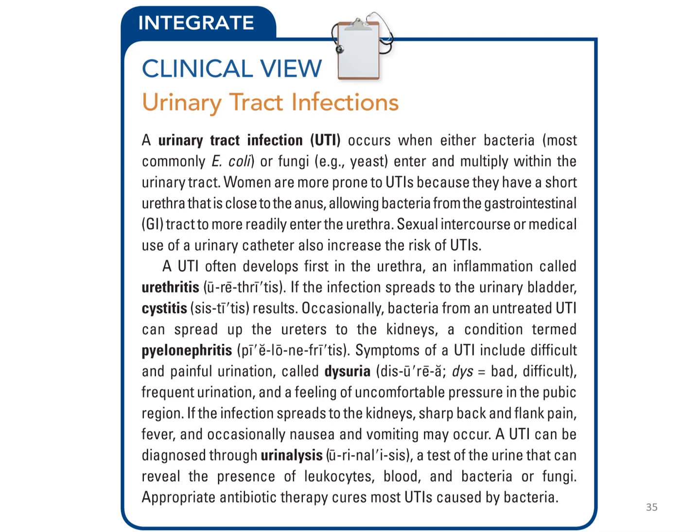Okay, so a UTI often develops first in the urethra. If you have inflammation there, it's called urethritis. And then if it keeps moving up the tract and spreads into the bladder, it's called cystitis. Occasionally an untreated urinary tract infection can make its way all the way up to the kidney, which is called pyelonephritis.